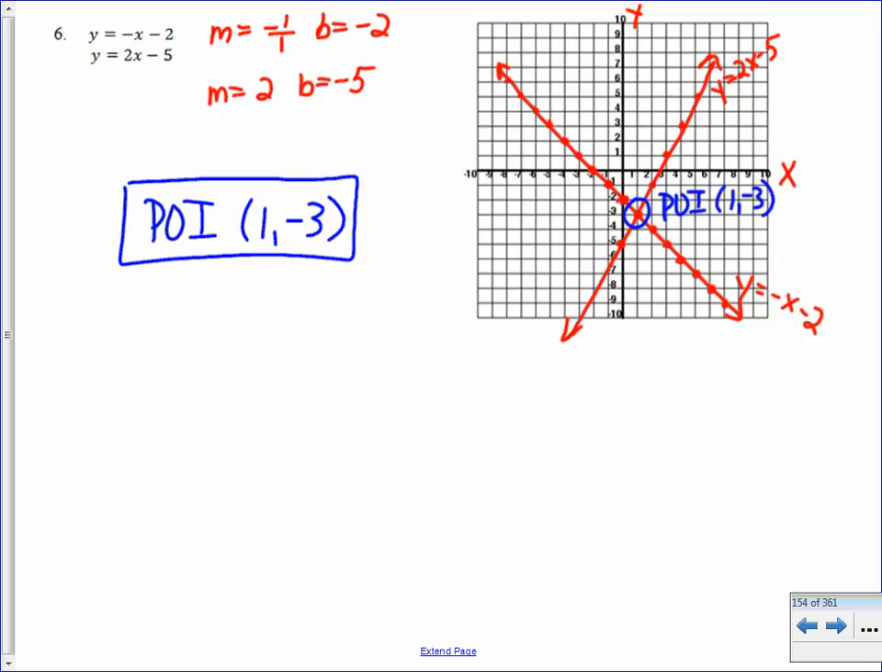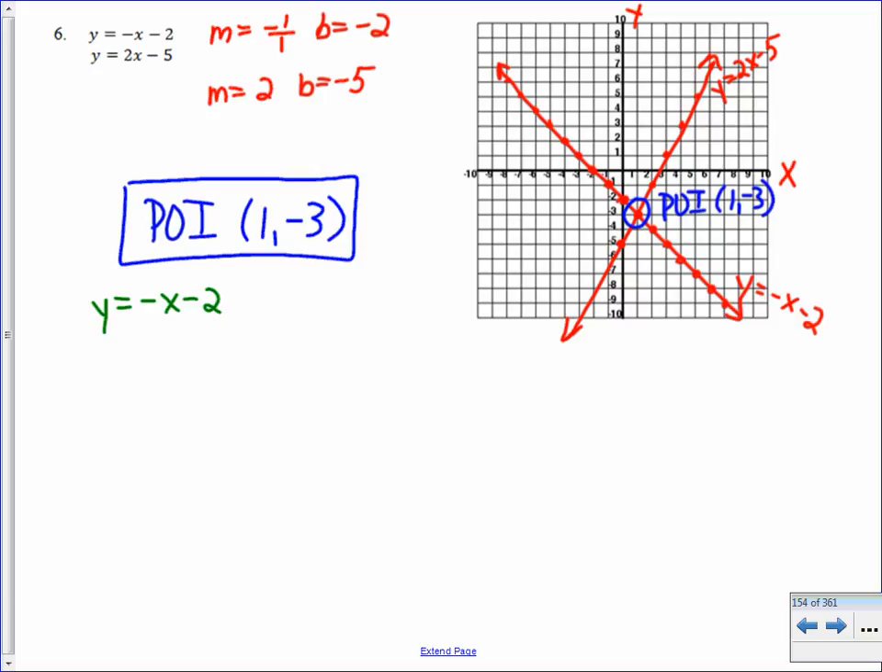I do get a point of intersection, POI, point of intersection, to be 1 comma negative 3. So this means that this point will satisfy both equations, and this will hold true for both of them. So what I do want to do is perform a check.